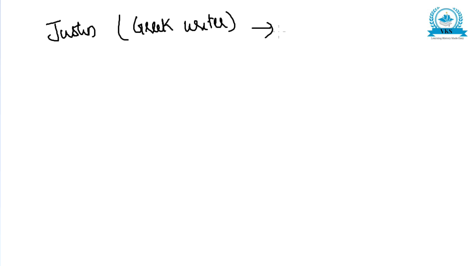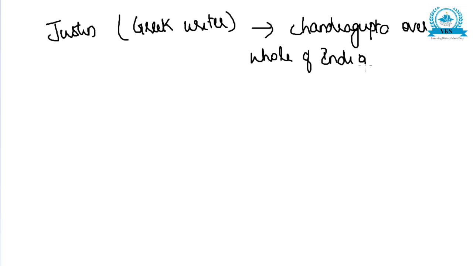Now, according to Justin, we have already learned this name. According to Justin, who is a Greek writer, Chandragupta overran the whole of India with an army of 6 lakh. So this is what the Greek writer said. We cannot completely agree to this, but Justin said that Chandragupta overran the whole of India with an army of 6 lakh. And Chandragupta moved to the northwest to exploit the power vacuum created by Alexander's invasion.